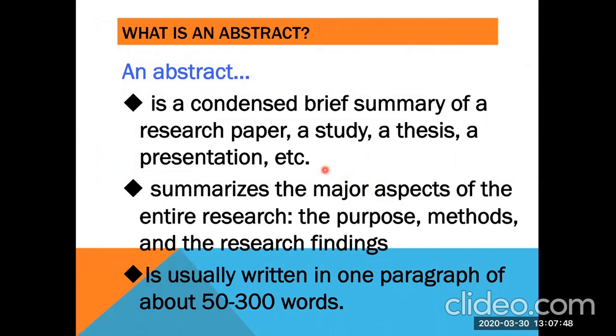As you may see here, an abstract summarizes the major aspects of the entire research, including the purpose, methods, and the research findings, and is usually written in one single paragraph between 50 to 300 words, which is indented on a single spaced. The function of the abstract is to outline briefly all parts of your paper.